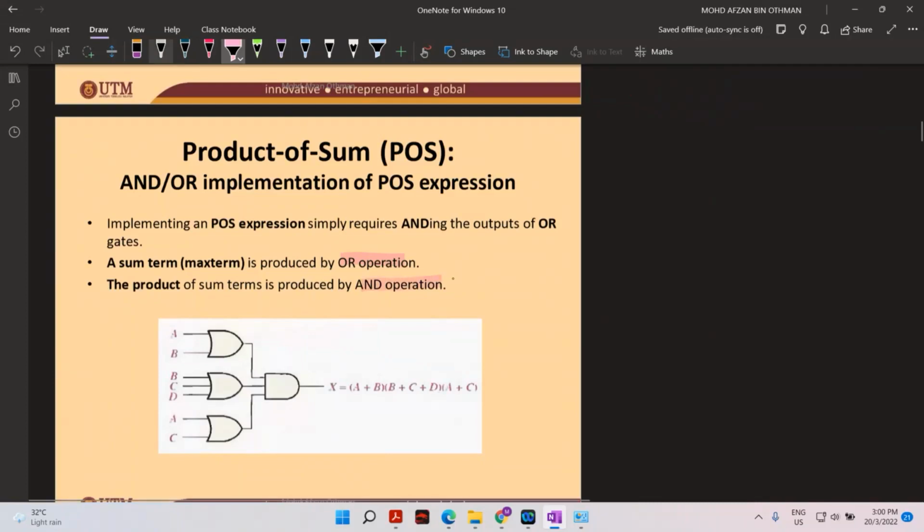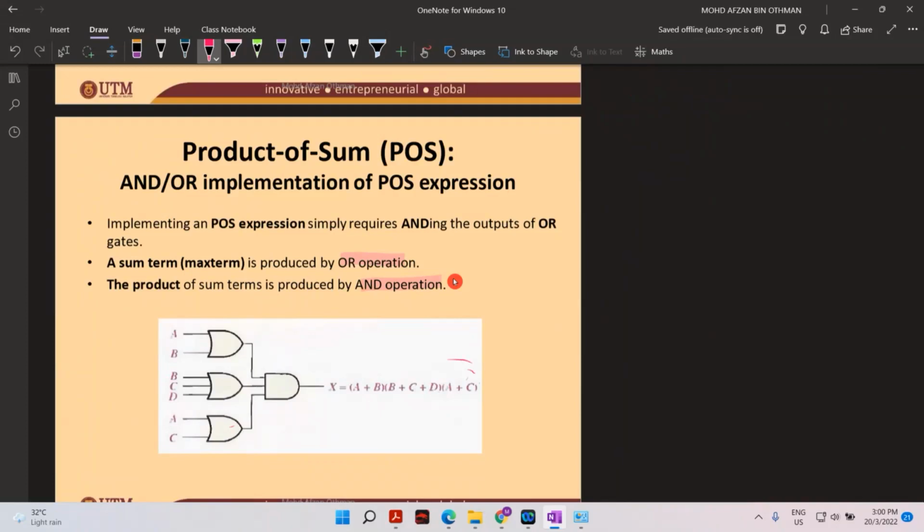For example, let's look at this example here. This is the first OR gate, this is the second OR gate, and this is the third OR gate. The outputs from these OR gates, we combine them together by using the AND gate. Now we have the product of sum, the POS expression.